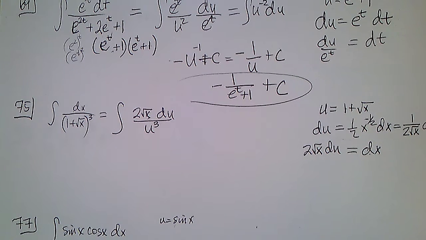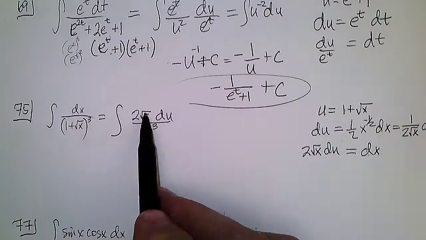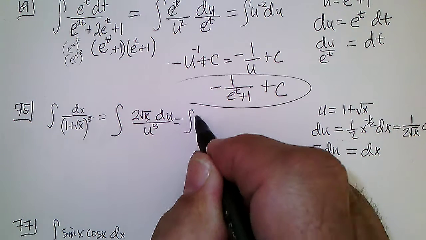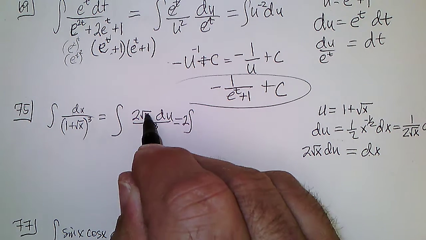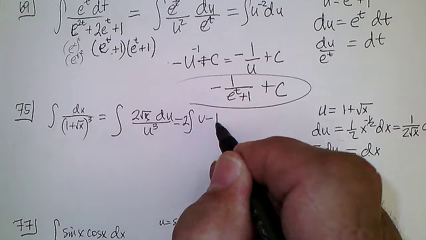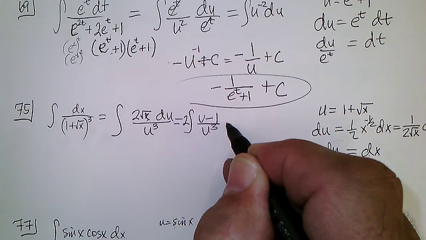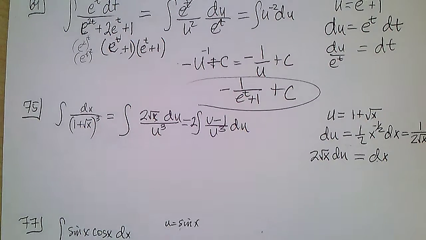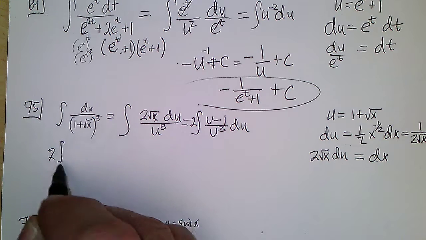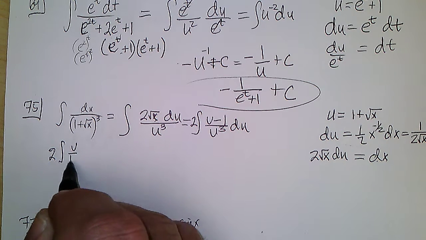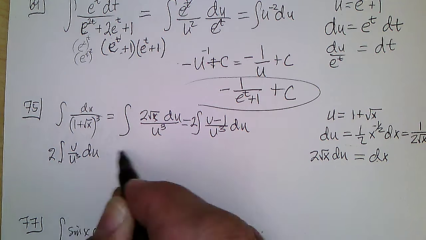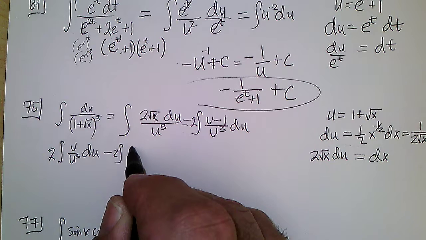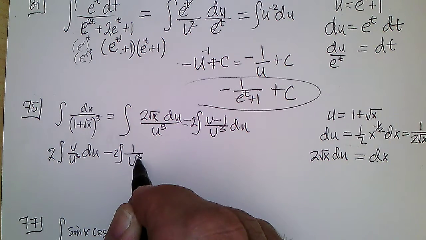What are we going to do? Well, let's solve for the square root of x. It would be u minus 1. The 2 can come out. The square root would be u minus 1 over u cubed du, which we can split into two integrals. Integral of u over u cubed minus the integral of 1 over u cubed.